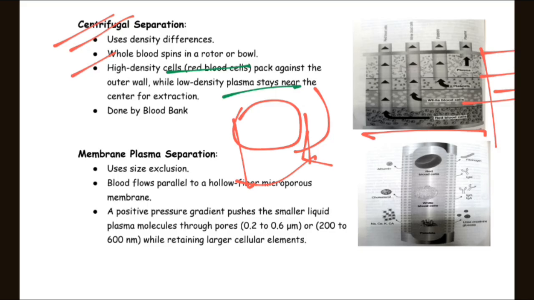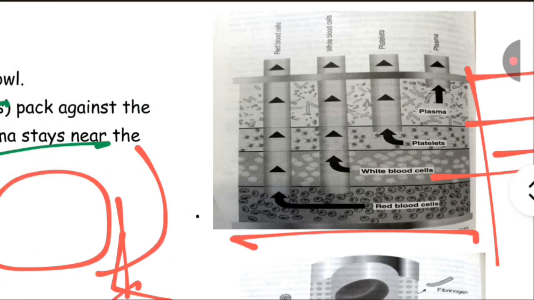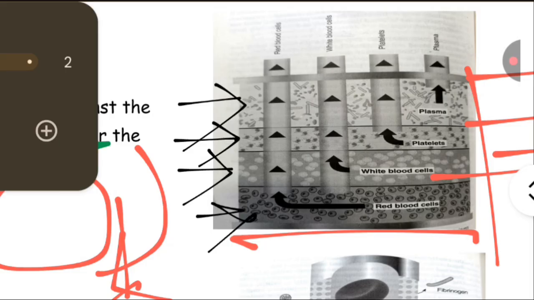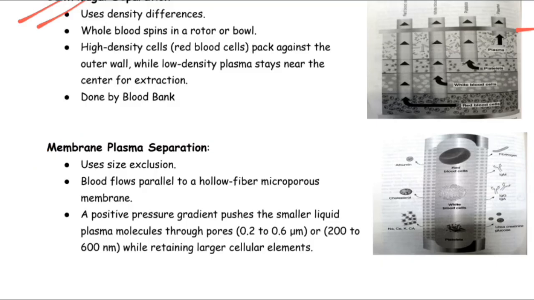If we look at that photo, in the lower part red blood cells are there, the second part white blood cells, third part platelets, and the fourth part plasma, and we can collect all of those things one by one. First one for red blood cells, second one for white blood cells, third one for platelets, and fourth one for plasma.